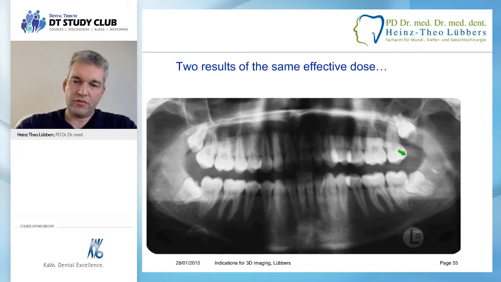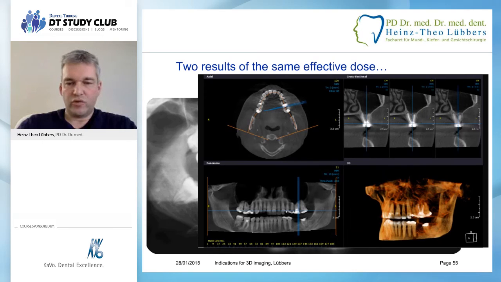And so, for example, here are two results of the same effective dose. That's a classical panoramic, of course, and that's a 3D image with a really low dose mode. And that's actually the same radiation dose, more or less. And now you can tell me where you get the better information. Of course, it's not the theoretically best 3D image, but I can still see a lot more than on the panoramic view.